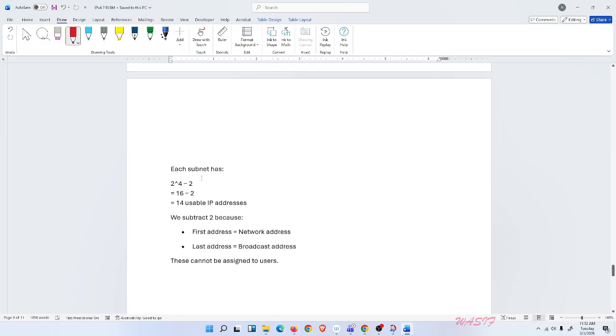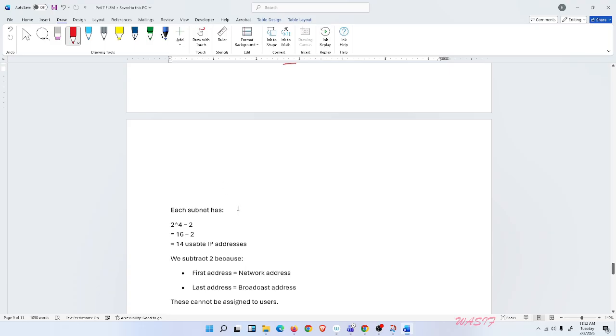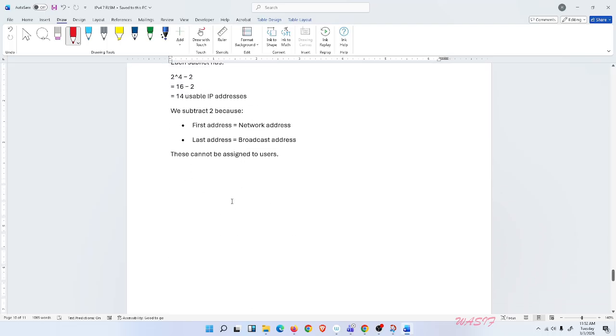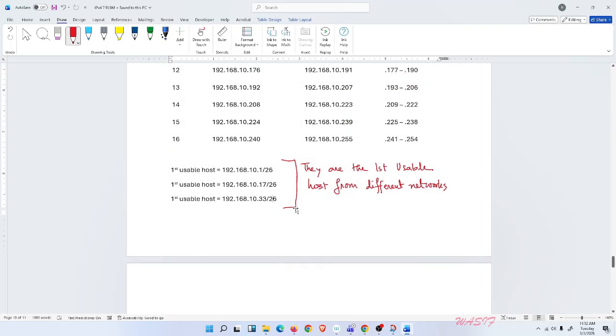Now look here. You are left with 4 host bits. Each subnet has 4 host bits. So according to the formula 2 to the power 4, these are the addresses for each of them, including the network address and broadcast address. You cannot assign them to the users.